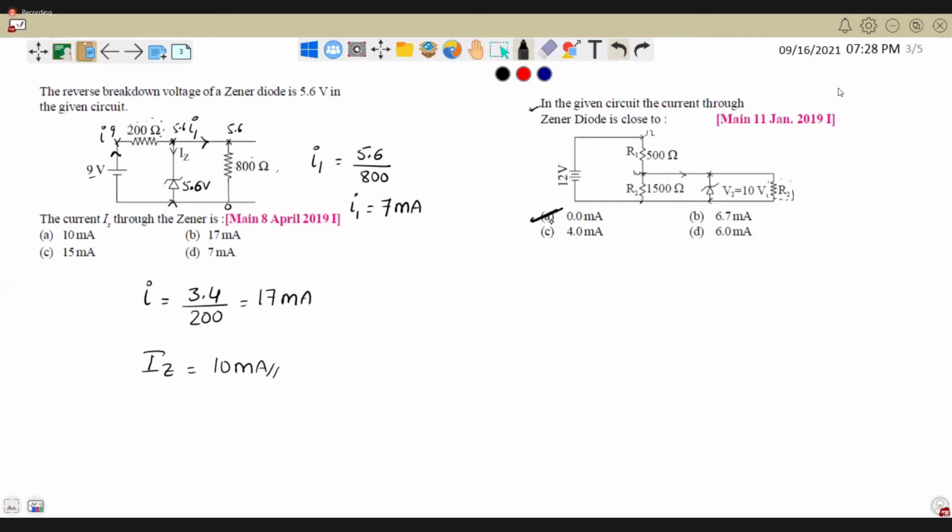Clear? Understood? Why I told you grace mark is, so it's 10 volts and R2 is there. A current will come out of your Zener diode and gets into this, isn't it? Clear?